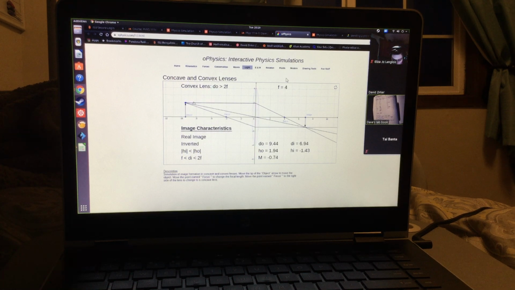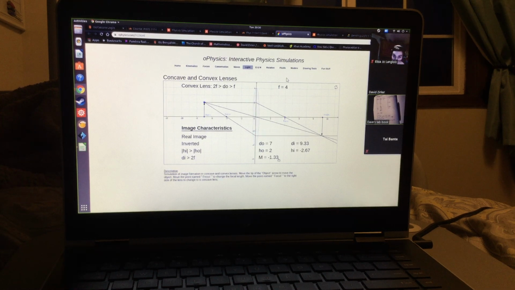Now, as we move closer, I'm going to move to 7 units. It's still negative, which is what we expect. It's inverted, but it's 1.33. So the negative doesn't actually have to do with how big the value is. The negative only has to do with whether or not it's inverted or upright.